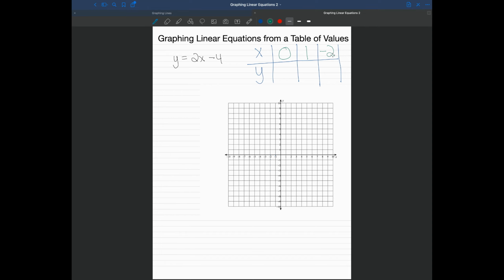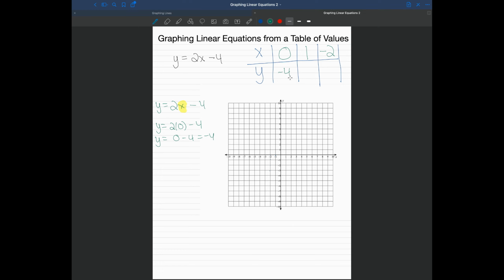And then we're going to use our substitution skills. So we know our equation is y equals 2x minus 4. And we're going to go ahead and substitute a value for that x. So we're going to start with our first x value, which is 0. So 2 times 0 minus 4. Well, 2 multiplied by 0 is 0. 0 minus 4 is -4.